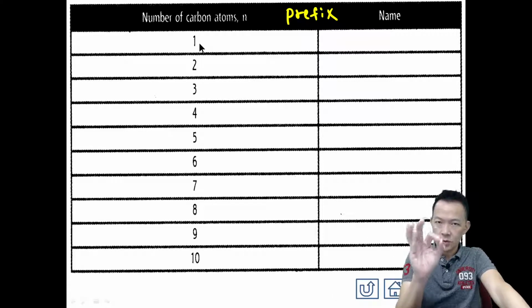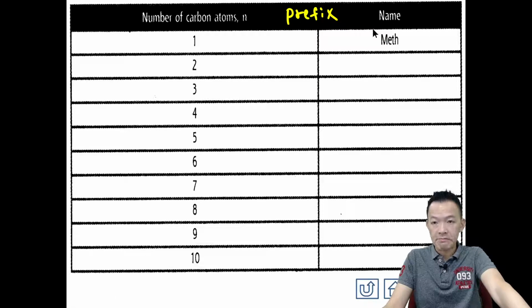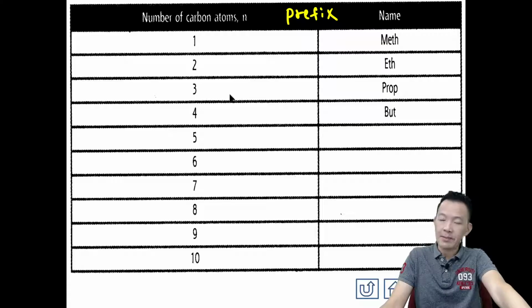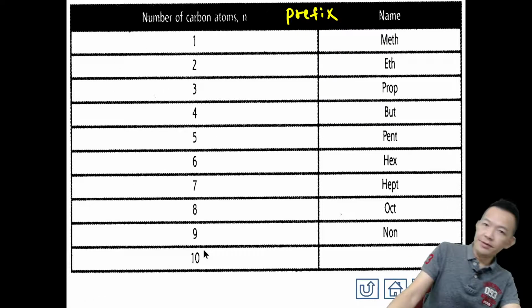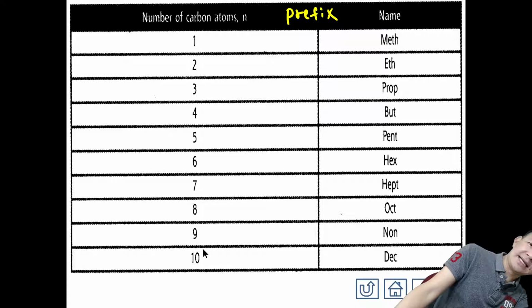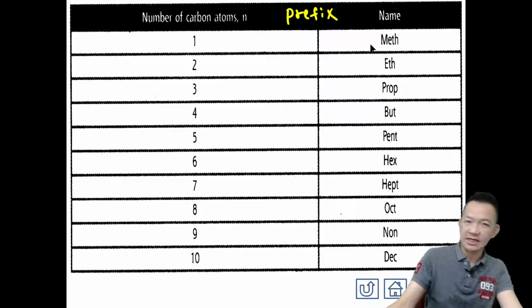If the number of carbon atoms is equal to 1, we call it meth. We have fixed it, meth represents 1. Two carbon atoms, we call it eth. Three, prop. Four, but. Five carbon atoms, pent, like pentagon. Six, hex. Seven, hept. Eight, oct, like mathematics. Nine, non, then ten, dec. So these are the prefixes to represent the number of carbon atoms.